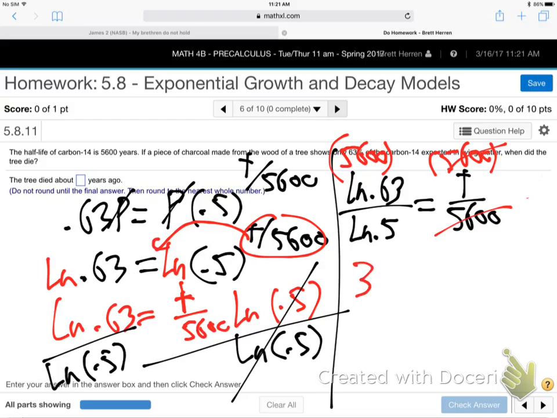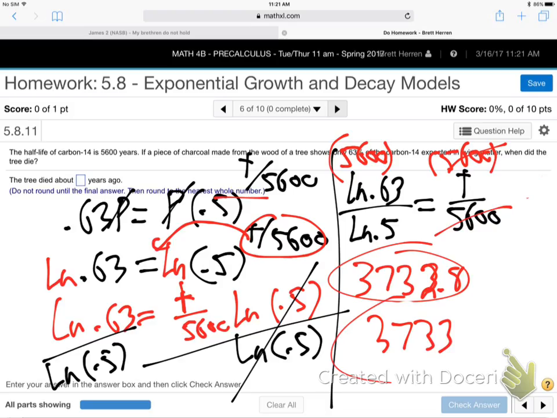What do you got? 3,733. I think they say round to the nearest whole number. Is it 732.8? Yeah, 732.8, so you're totally right. It rounds to what you said, 3,733. Just round that 2 up. So there we go, that many years old. So it's a time clock to know how old the thing was. Is that good? Questions on that? All right.